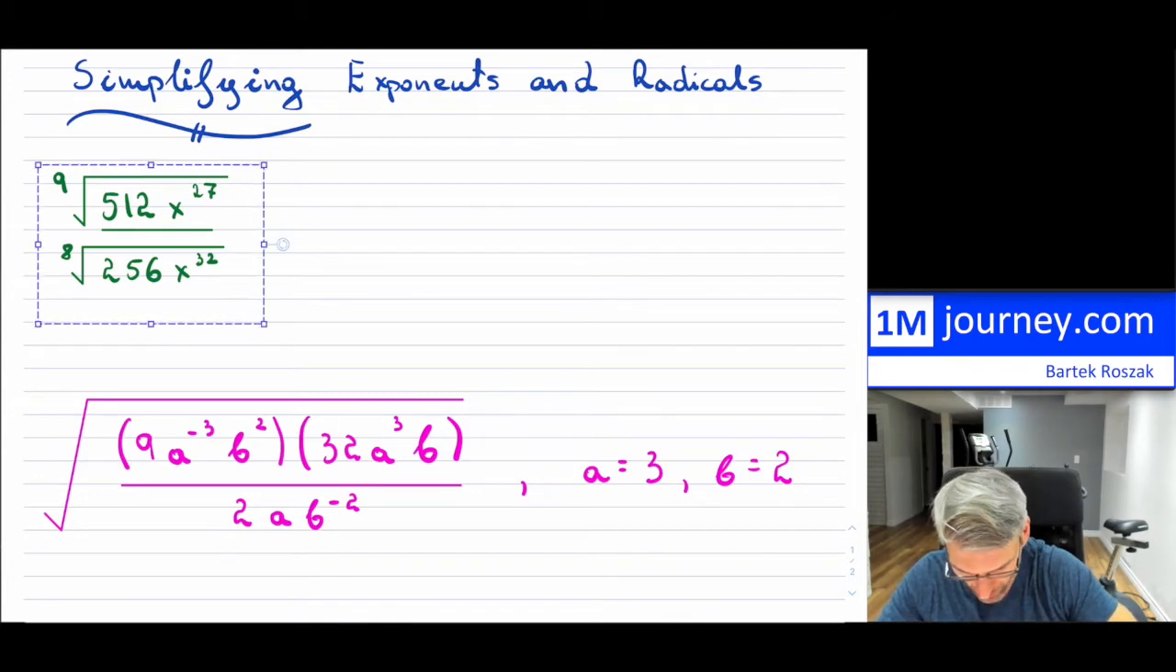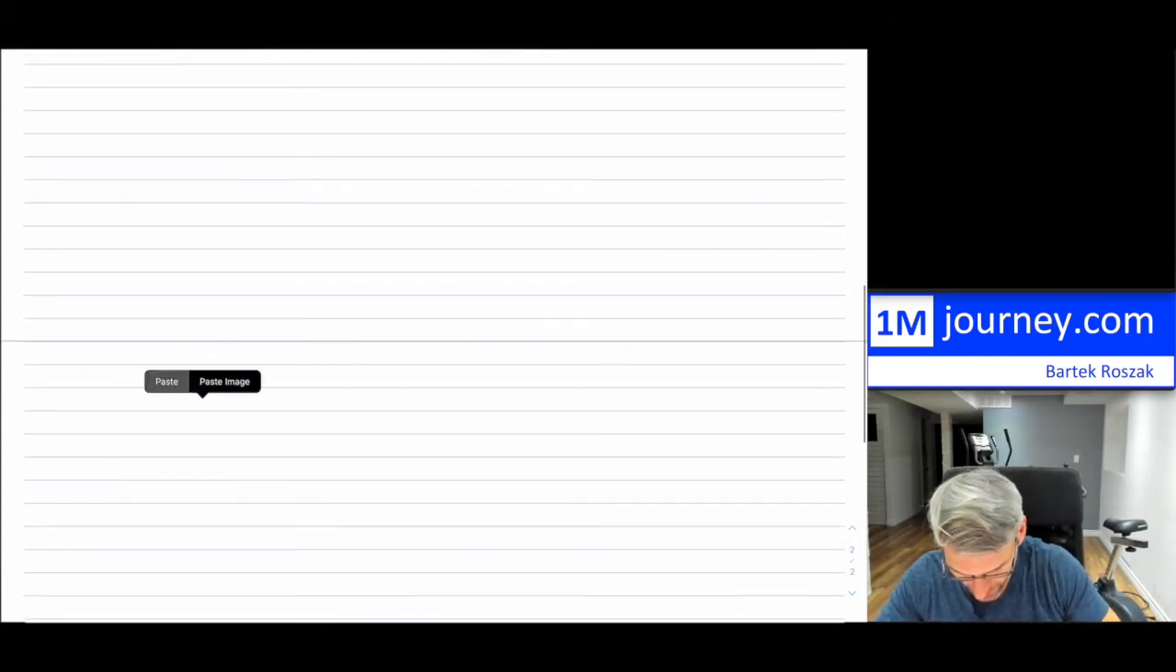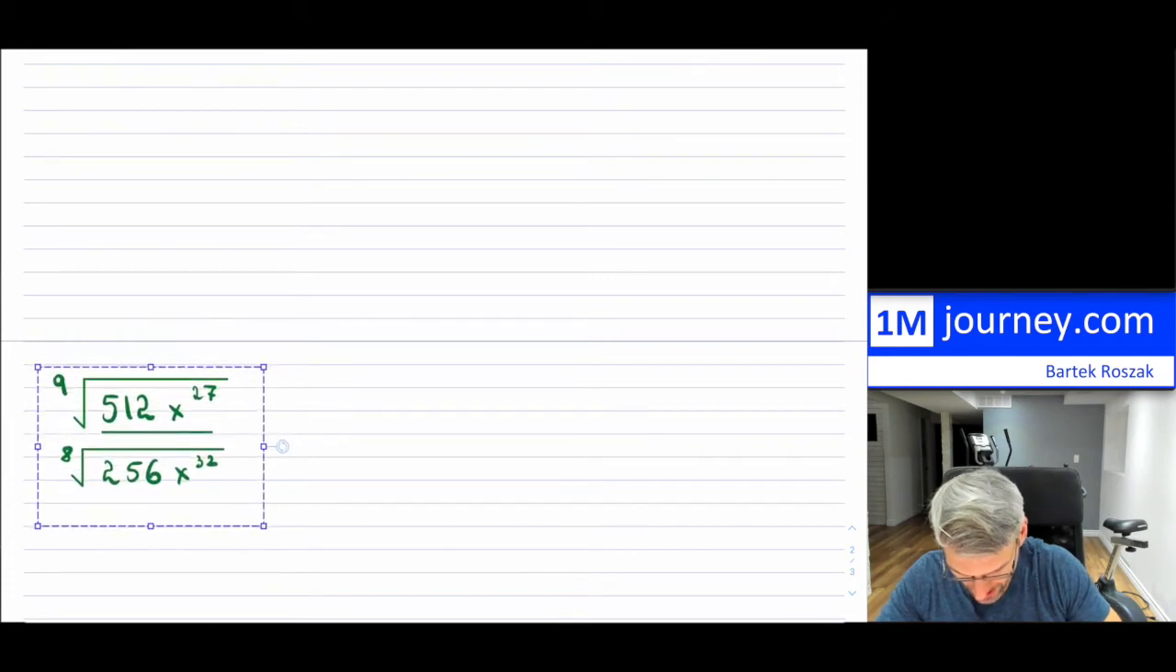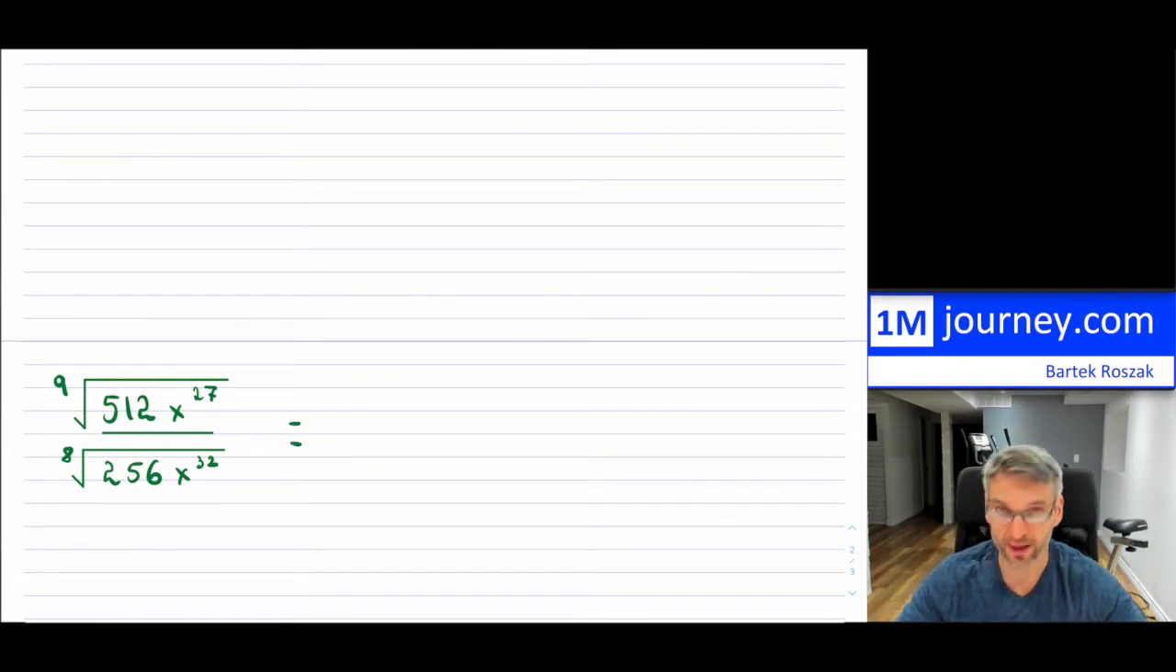Here's example number 1. I'm going to copy it down. Let's bring it in here. In this example, it looks super complicated, but again, it forces you to simplify and work with these things. And we're going to try to make the exponents positive if they happen to be negative, and I'll show you what that means.